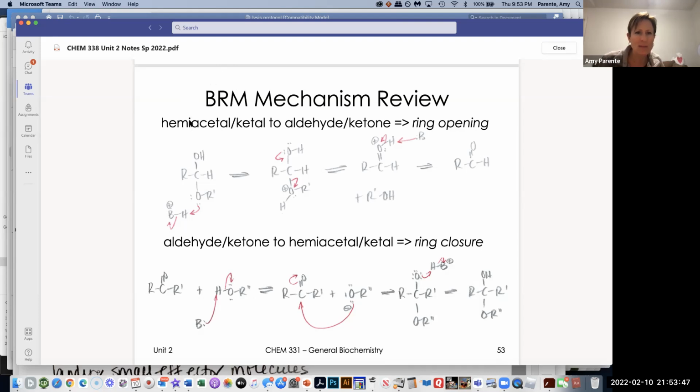So this was hemiacetal or hemiketal. In this case, it's a hemiacetal going to an aldehyde or ketone. So to do that, that means we're actually going to be breaking this bond here. So how we do that is we're going to protonate this oxygen. We always protonate things because it makes them better leaving groups.